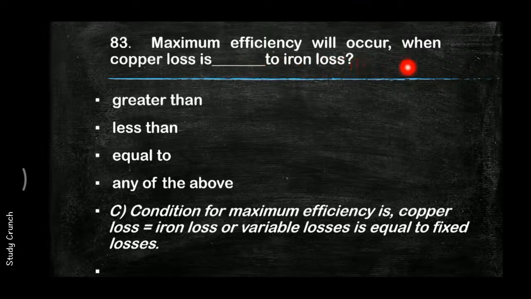Maximum efficiency will occur when the copper loss is. So the answer is when it is equal to the iron loss. So condition of maximum efficiency is when the copper loss is equal to iron loss.